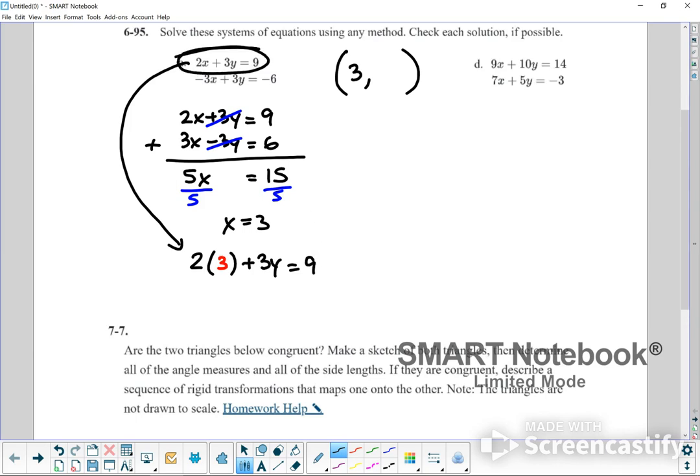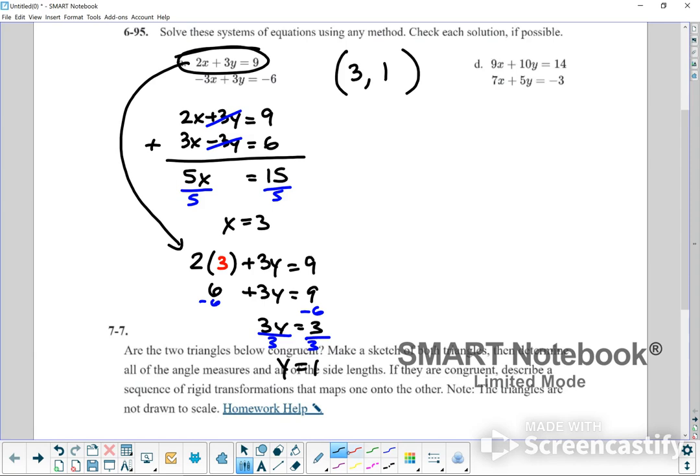Okay? And I'm going to do the work. So that makes 6 plus 3y equals 9. Subtract the 6. You get 3y equals 3, divided by 3, and I get y equals 1. So now I know that that's my solution and I've completed it.